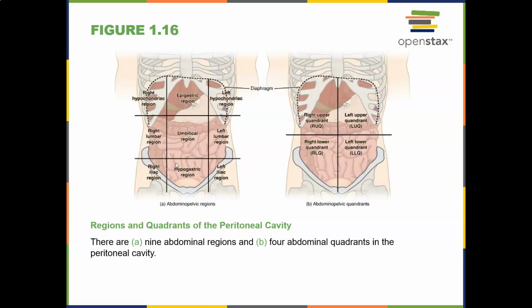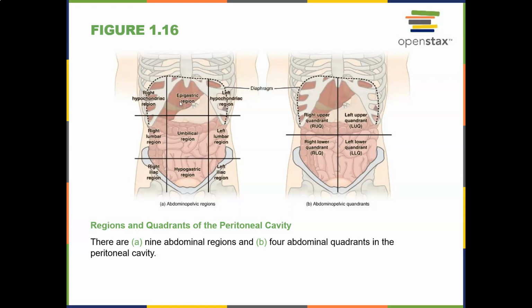This is a great little image right here, because now you can reference, and you'll see this in the medical chart sometimes, patient has pain in the right hypochondriac region. Patient has pain in the epigastric region. Patient has pain in the left hypochondriac region. So if they have pain in the right hypochondriac region, it could be the liver. If they have pain in the epigastric region, then it could be the gallbladder.